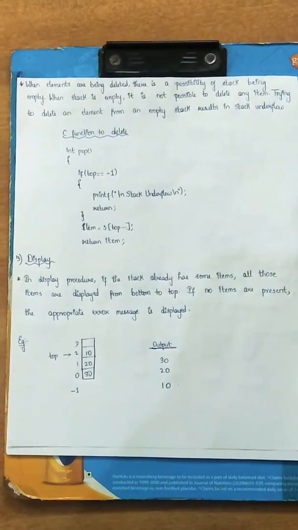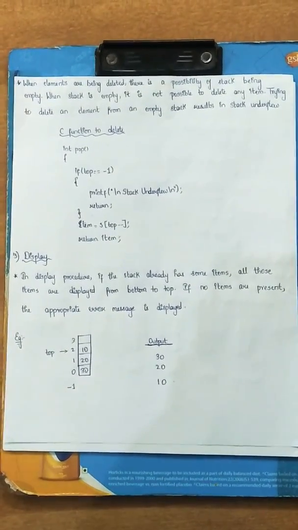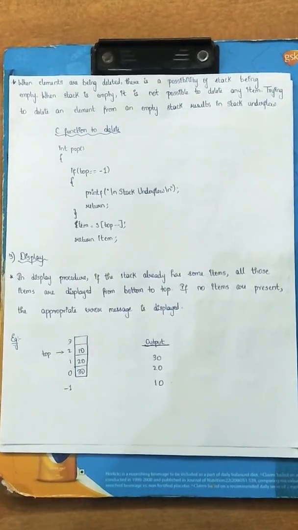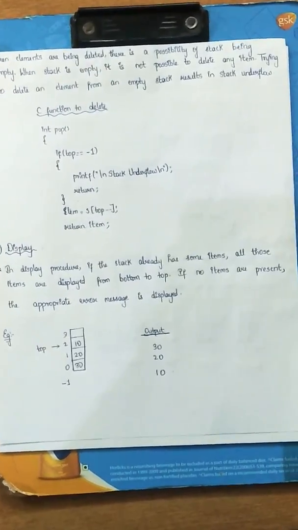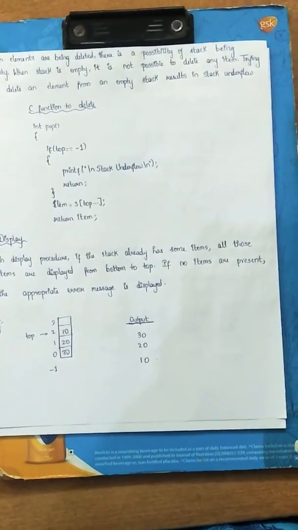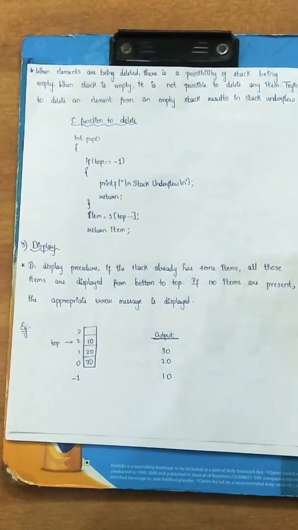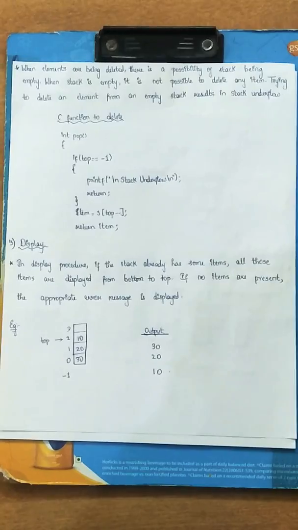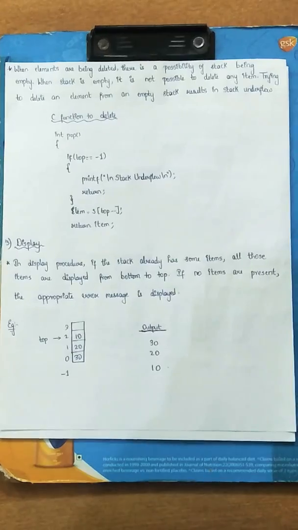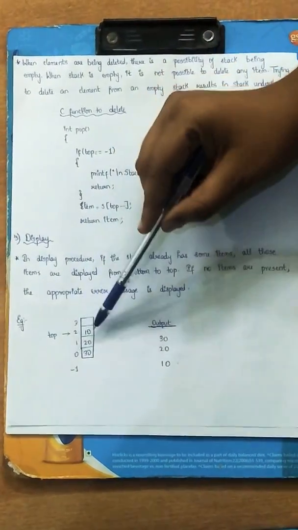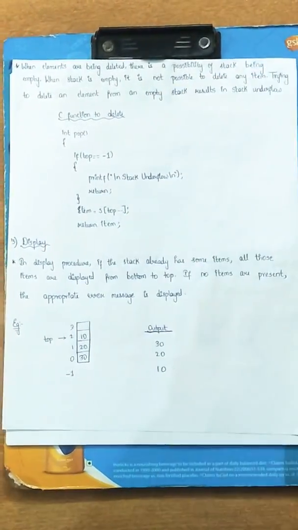Next, the third operation is display. Display is nothing but giving the output of the stack items, and the items are printed from bottom to top. So we say that stack is a bottom to top approach. If items are present in the stack, they will be output from bottom to top. If there are no items in the stack, an error message will be printed. Consider this example: here, 30 will be printed first, then 20, then 10.